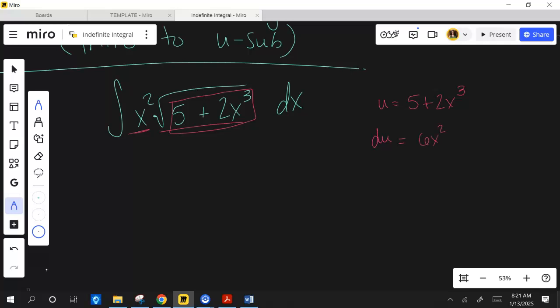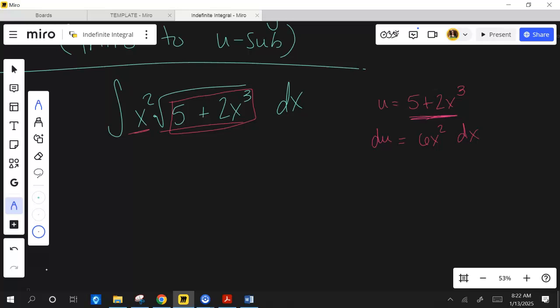6x squared dx. Because remember, if I take the derivative with respect to another variable, I have to follow it with a d, whatever that variable is. That's implicit differentiation. All right, now watch what happens. I let 5 plus 2x cubed be u.